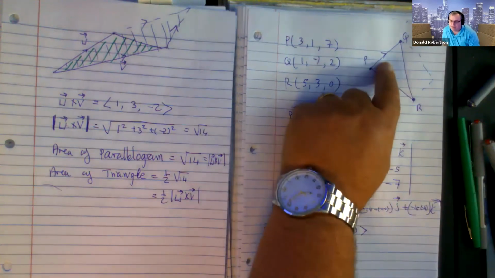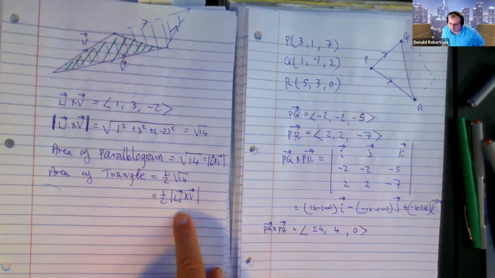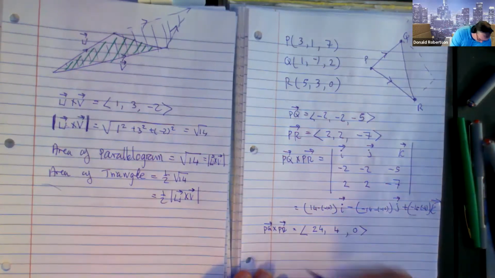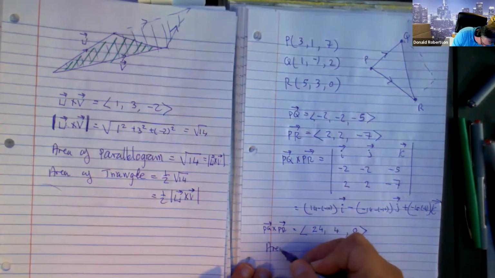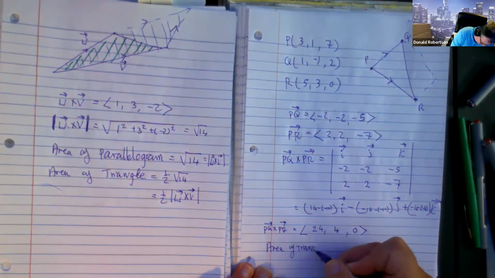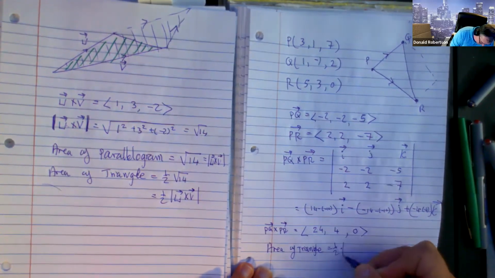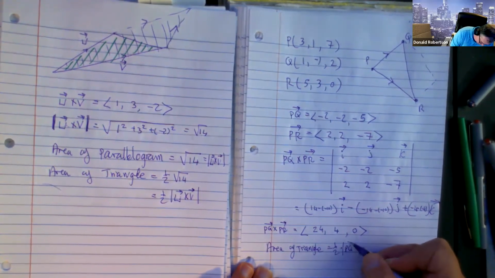Now to find the area of that triangle, I'm going to find the magnitude of this vector and then half it, okay? Area of triangle is half that. So here we go. The area of the triangle is 1/2 the magnitude of the cross product vector.